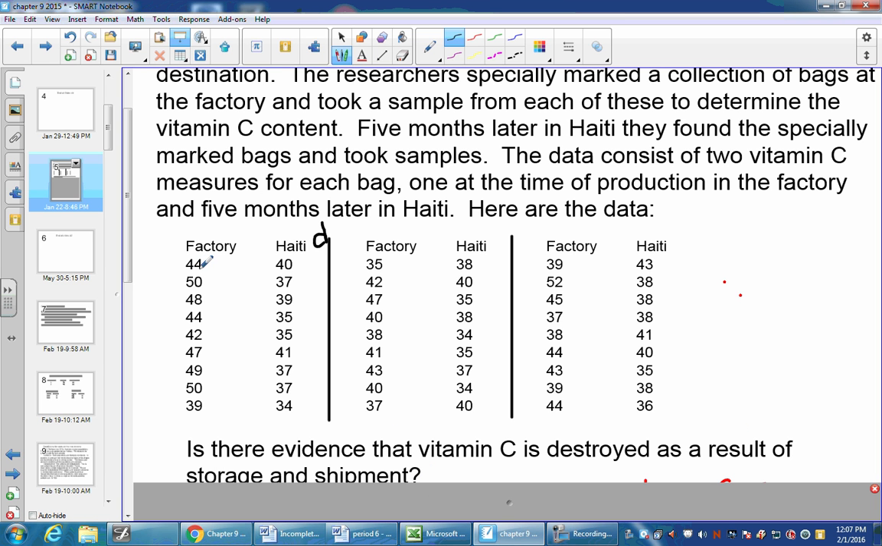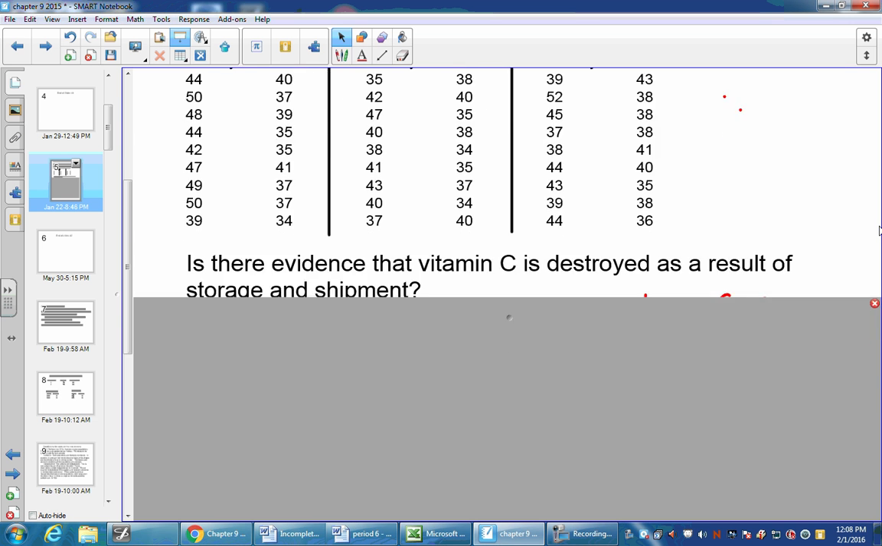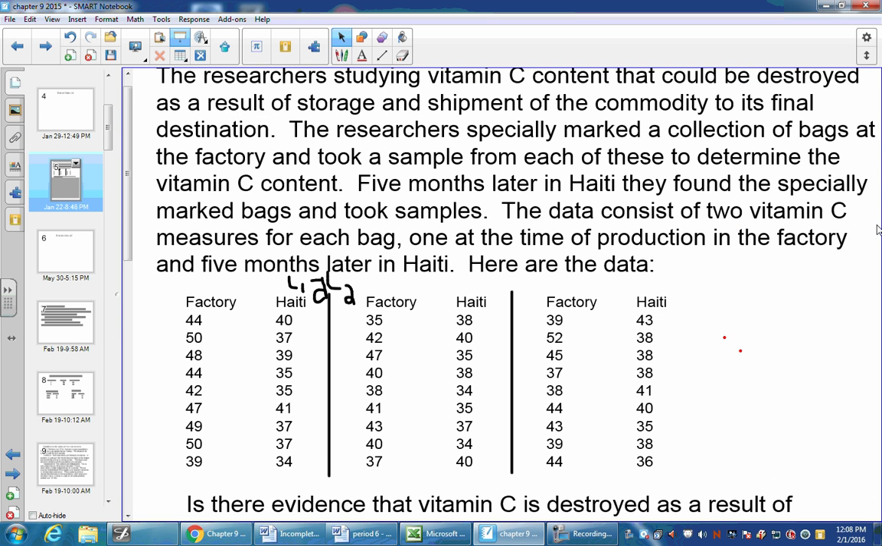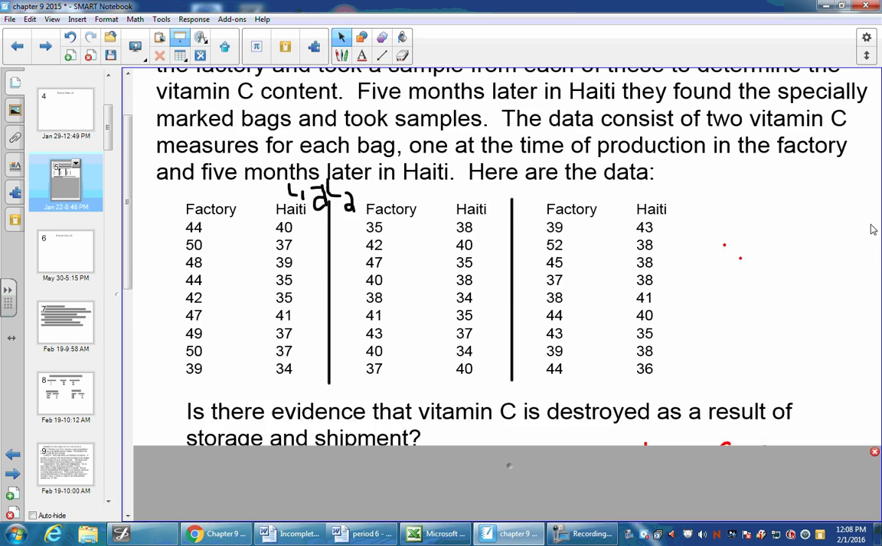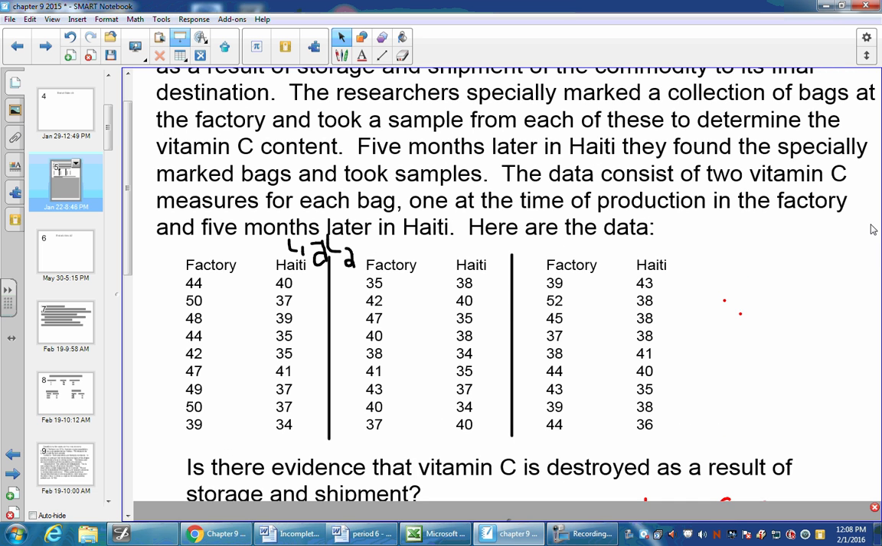So if the vitamin C is destroyed, we'd expect this number to go down from this number. So what we'll do is we'll put all of these factories in L1, and we take L1 minus L2 to get all of our differences. And we do those for each single value. But if you do it in your calculator, it's nice, quick, and easy. All right. Now, I'd advise you to do this problem, do the best you can, and check the answers.